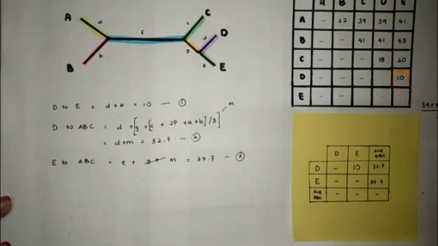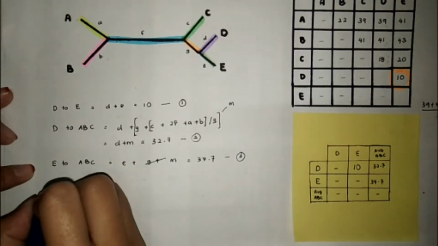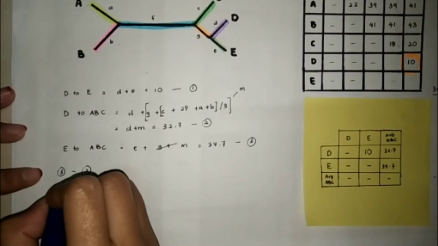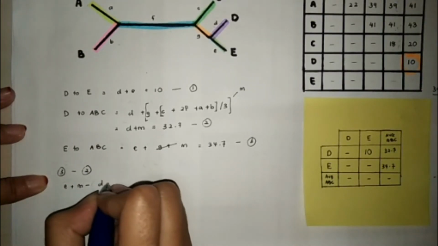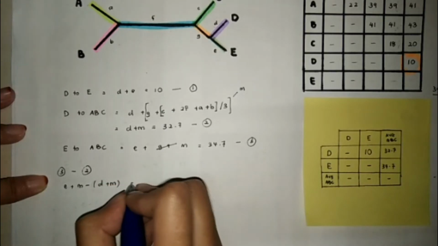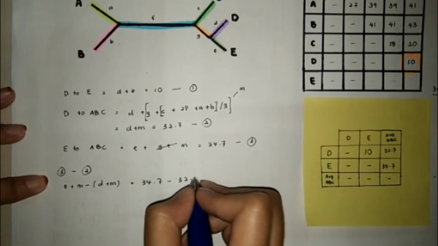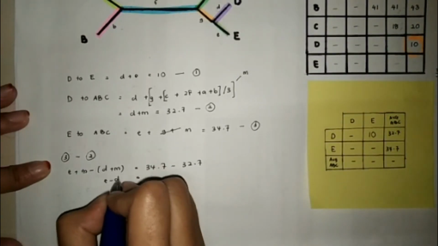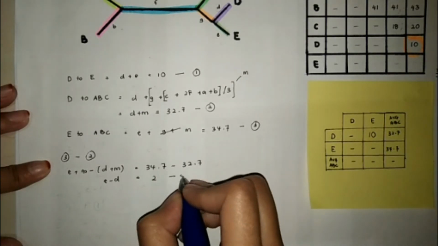So what is the next step? Solve the algebra. Basically, equation 3 will be minus equation 2, and hence we will get E plus M minus D plus M is equal to 34.7 minus 32.7, equal to E minus D equal to 2. Okay, this will be our fourth equation.